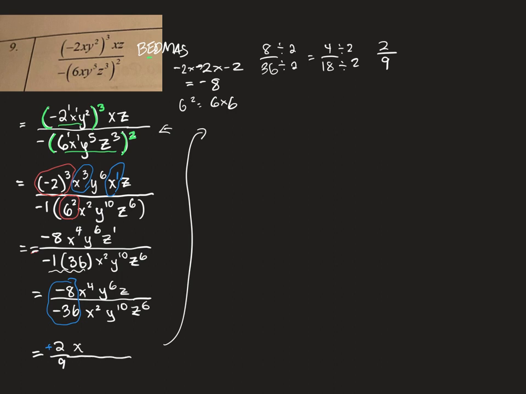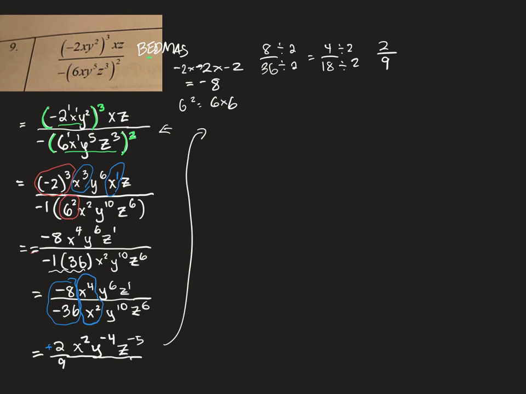Now we're going to divide the x's. You want to divide things that have the same base. When we divide powers, we subtract the exponents. So the 4 minus 2 on the x would become a 2. And for y to the 6, y divided by y to the 10, we subtract the exponents. So 6 minus 10 would be negative 4. And the z has a 1 on it. 1 minus 6 is going to be negative 5.